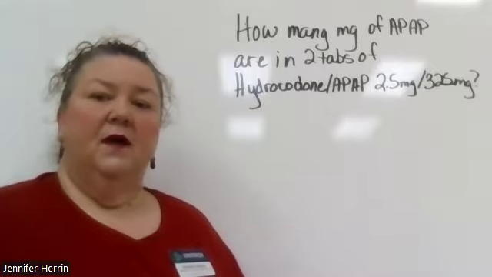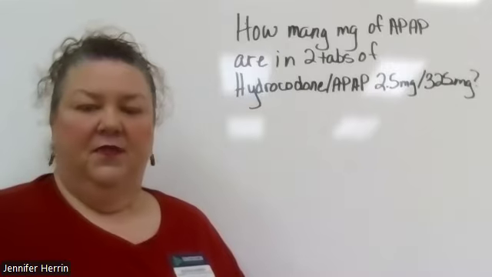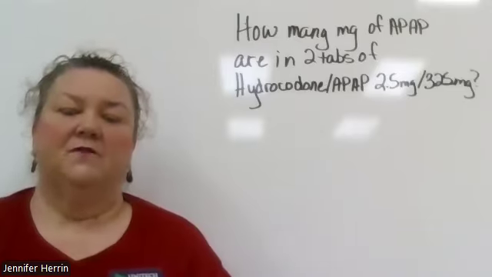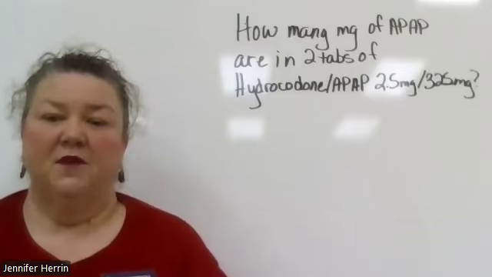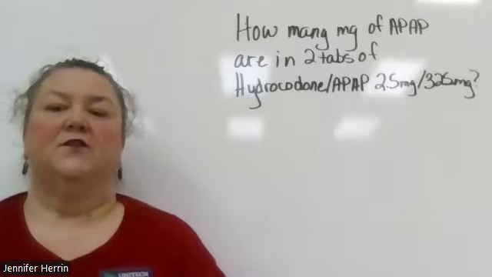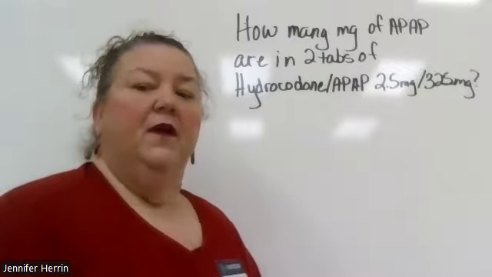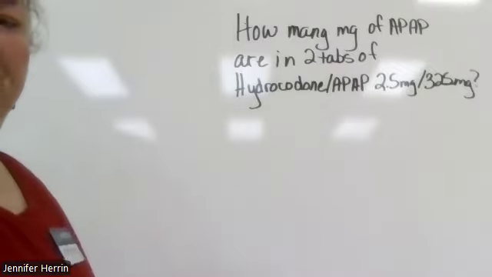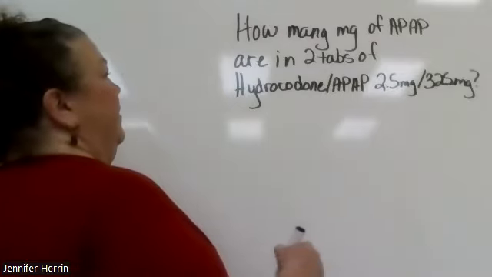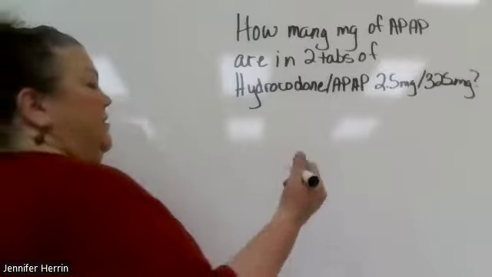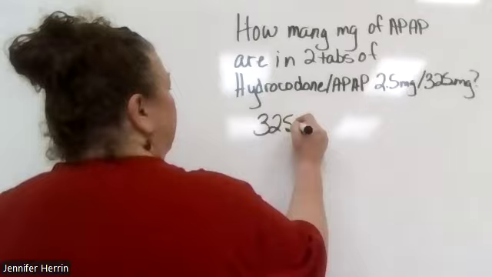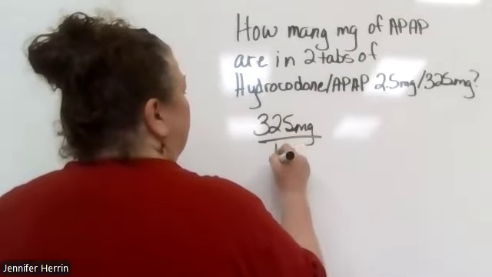Okay, our next example says how many milligrams of APAP, that is the abbreviation for acetaminophen, are in 2 tablets of hydrocodone with acetaminophen. The hydrocodone strength is 2.5 milligrams. The acetaminophen strength is 325 milligrams. Now, the 2.5 over 325, those are the strengths per tablet. So in order to calculate the amount of acetaminophen in 2 tablets, I need to first establish that I have 325 milligrams of acetaminophen in 1 tab.